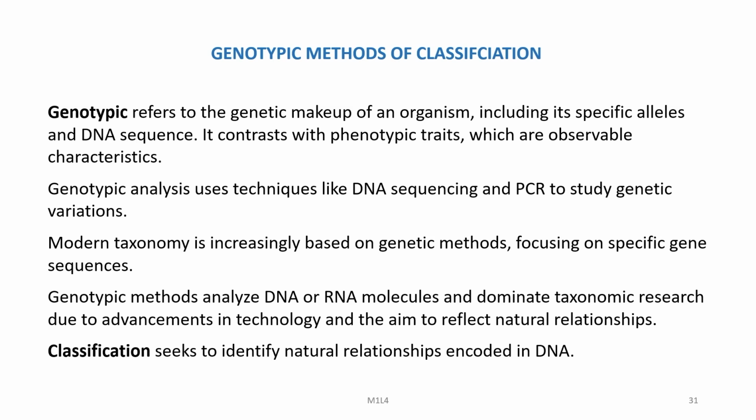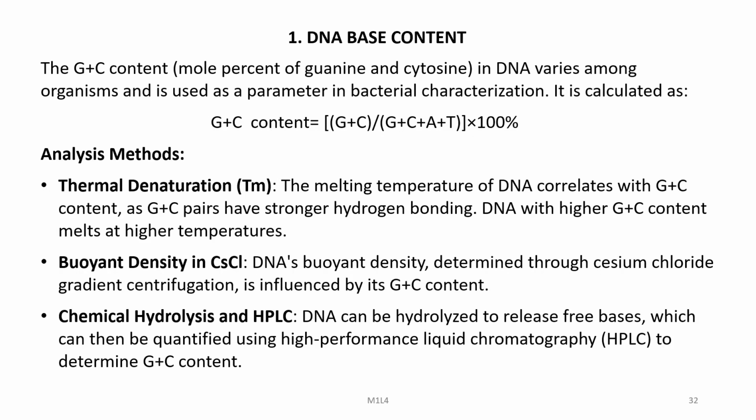Genotyping analysis uses techniques like DNA sequencing and PCR to study genetic variations. Modern taxonomy is increasingly based on genetic methods, focusing on specific gene sequences. Genotyping methods analyze DNA or RNA molecules and dominate taxonomic research due to advancements in technology and the aim to reflect natural relationships. Classification seeks to identify natural relationships encoded in DNA.